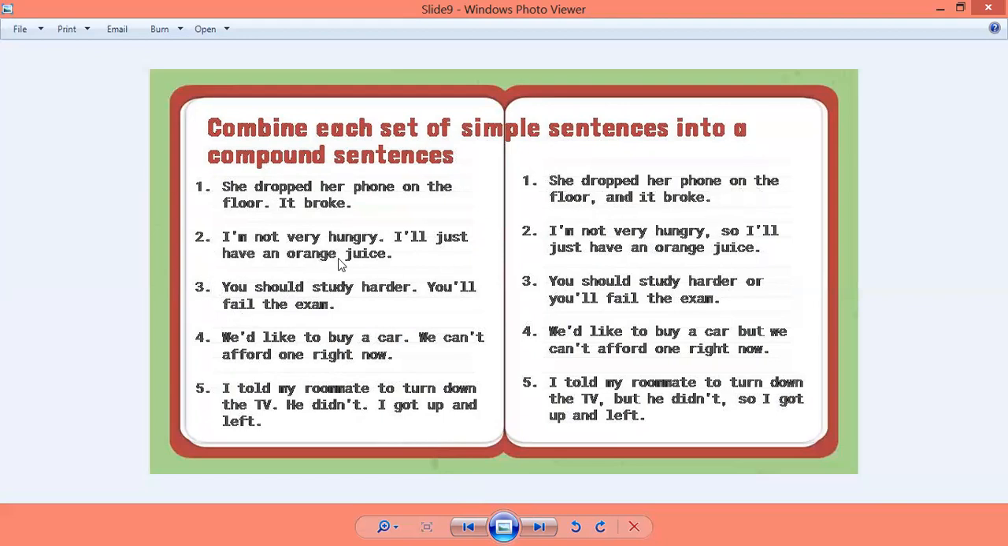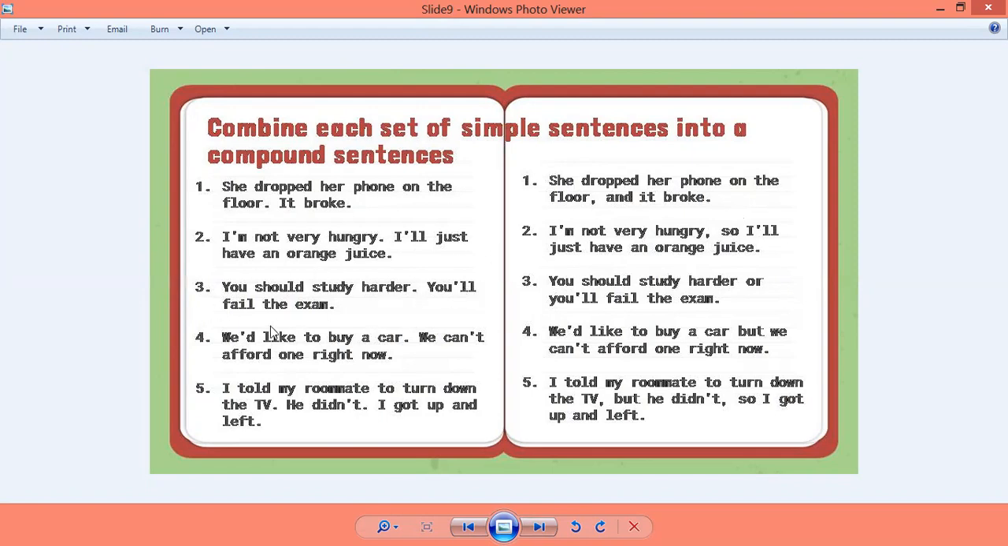Second one, I'm not very hungry, full stop, I'll just have an orange juice. उसका solution क्या होगा? I'm not very hungry, so I'll just have an orange juice. यहाँ पे so use किया हमें, roughly translated to इसीलिए, right? मुझे भूख नहीं है इसलिए मैं सिर्फ orange juice लूंगी. इसीलिए the word so is used to join both the sentences.